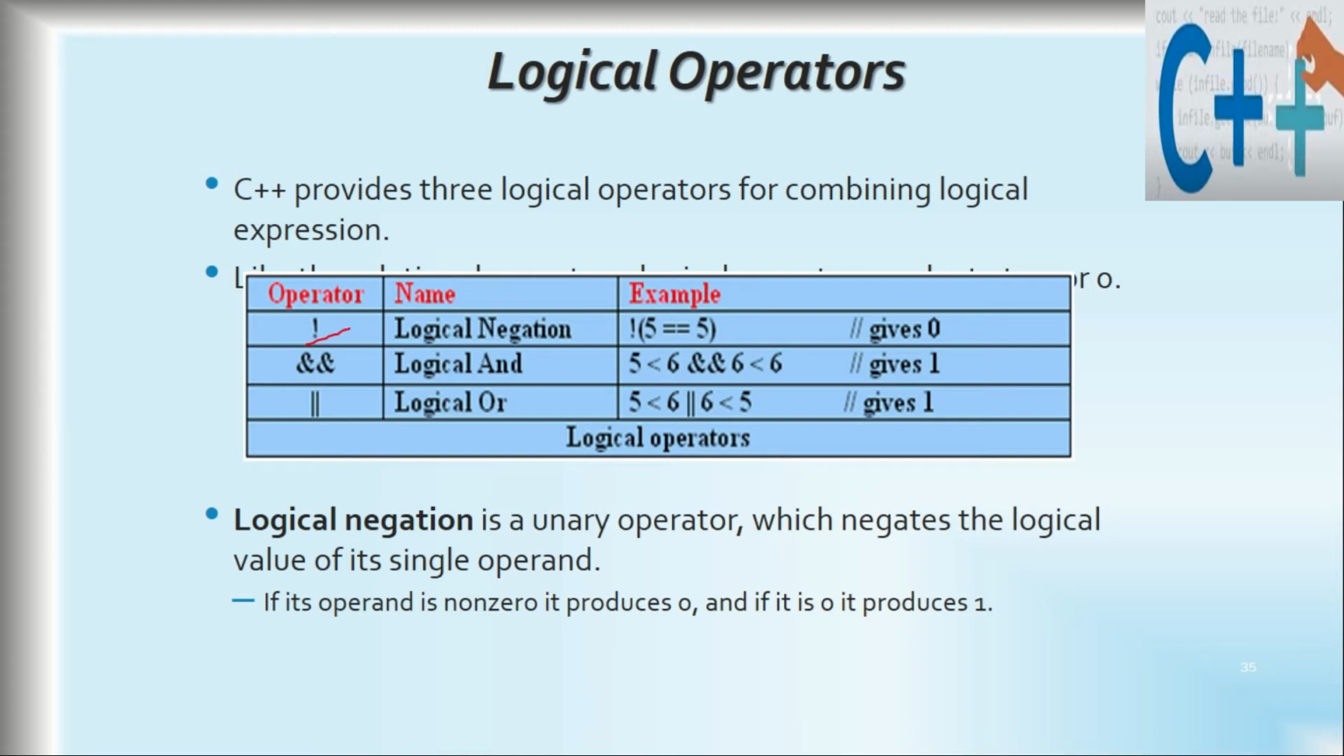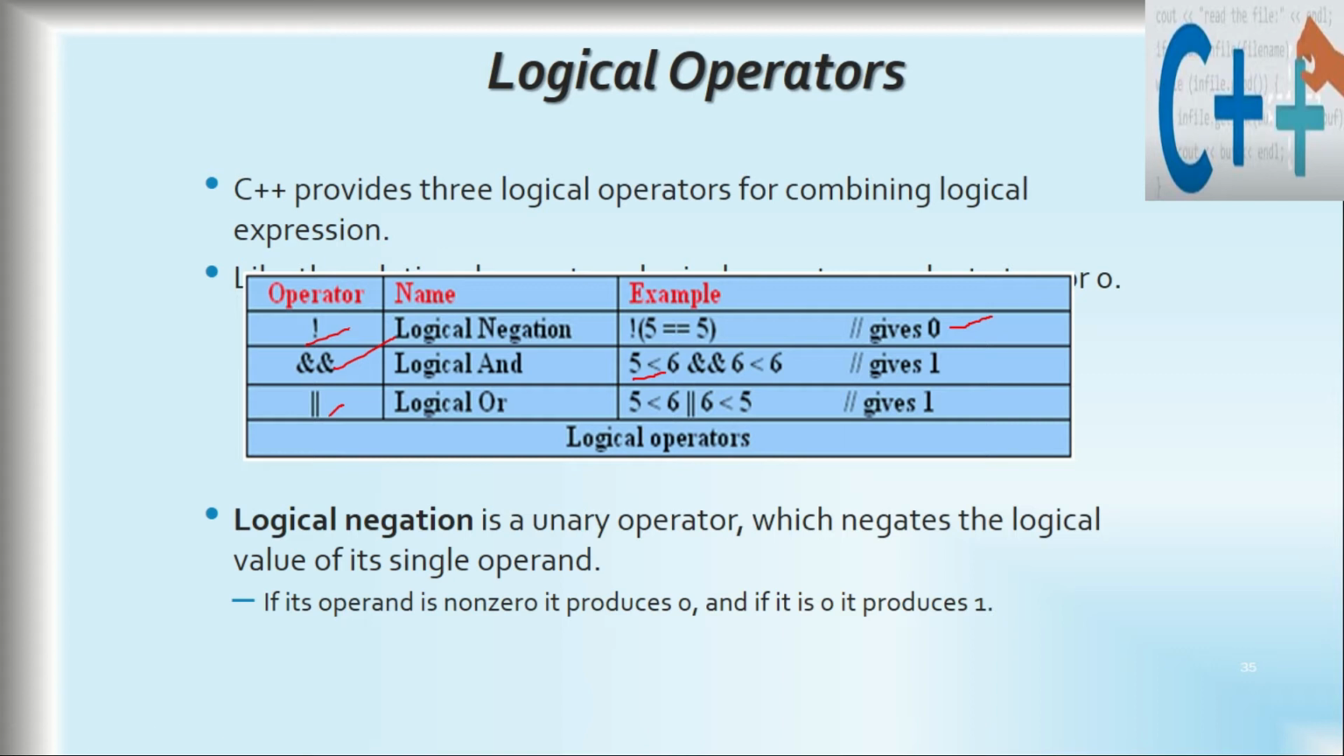C++ provides three logical operators for combining logical expressions: the not operator, the and operator, and the or operator. For example, not (5 equal to 5) gives 0, because it is the not operator. 5 less than 6 and 6 less than 6 gives 0: 5 less than 6 is true, and 6 less than 6 is false.